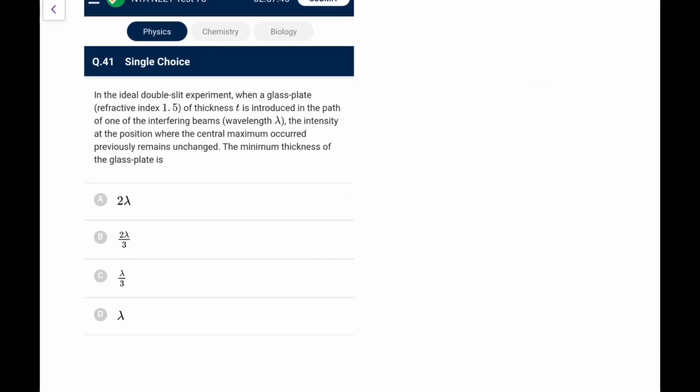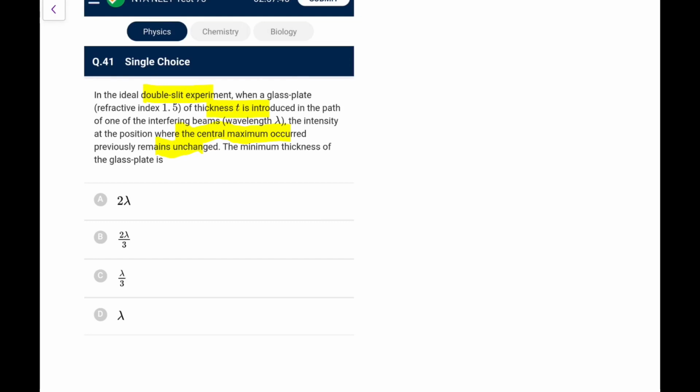Next, so here vernier caliper word is used, but that is not required, how you read the vernier, because that is a simple error analysis question. In the ideal double slit experiment, when a glass plate of thickness T is introduced in the path of one of the interfering beams, the intensity at one position where the central maxima occurred previously remains unchanged.